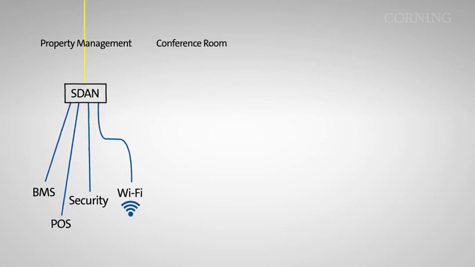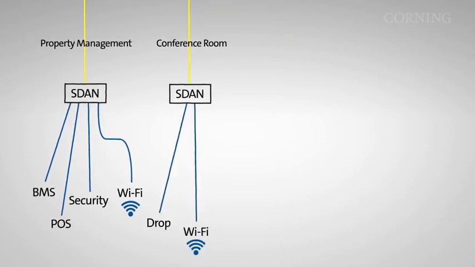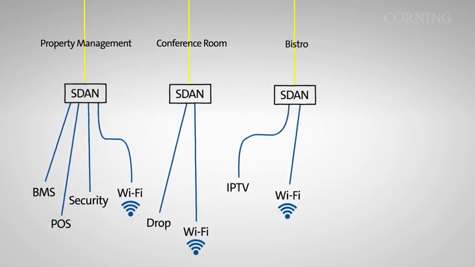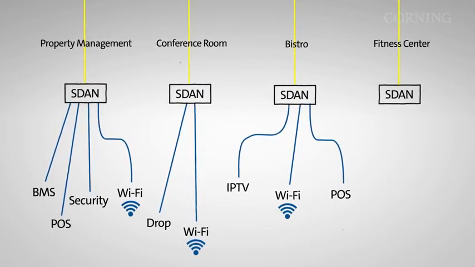We also have the conference room locations. We have more software-defined access nodes, or ONTs, which are providing the connectivity for our physical drops in the conference rooms, as well as Wi-Fi. In the bistro, we're serving IPTV, Wi-Fi, and point of sale. Again, these are being served by ONTs that are very close by. And then finally, in the fitness center, to round out our public areas, we have ONTs providing connectivity to the IPTVs and the Wi-Fi, which is physically located in the workout facility.